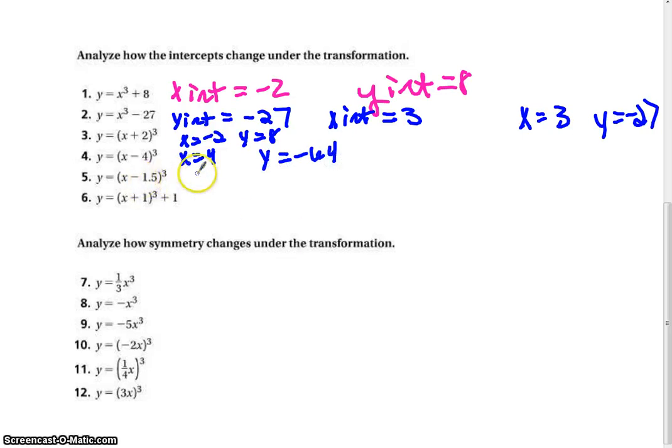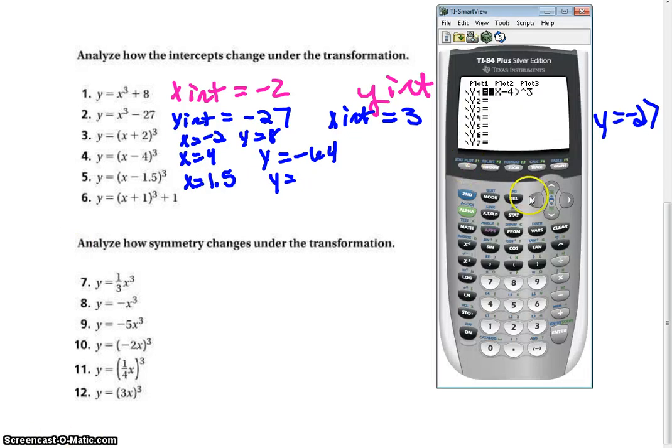So on this one, we're going to the right 1.5, so x should be equal to 1.5. And then we're going to have to go and look at the table to figure out what the y one is. So this was x minus 1.5. Go to your table, and it's going to be -3.375.